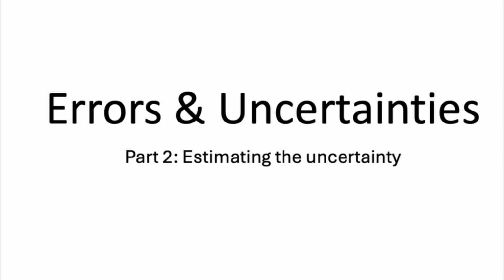Errors and Uncertainties. Part 2. Estimating the uncertainty. Our example here is timing 4 oscillations of a pendulum. Normally we would time more than 4 oscillations, but I want to keep the video short.